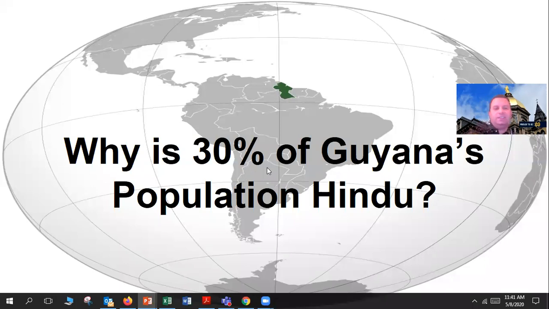But let's think of an example outside of the United States. And we're going to go into South America, into the country of Guyana, which is just up here in the north central part of South America. Now, Guyana, excuse me, has a population right now that is approximately 30% Hindu, okay? Why on earth is that, okay? Why is almost a third of their population Hindu, when they're many thousands of miles away from Southeast Asia, where you see that? Why is that the case, okay?